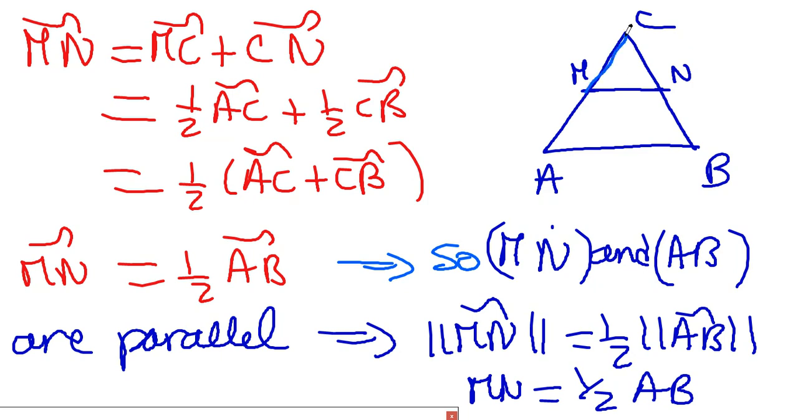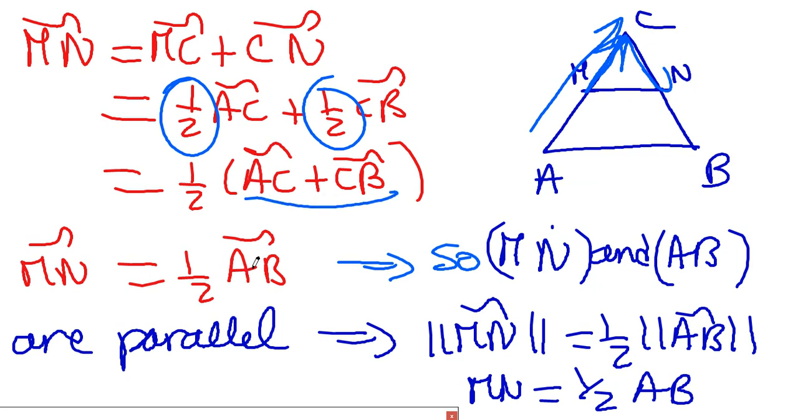So what is vector MC related to AC? MC is half AC. And what is the vector CN related to CB? It's half CB. And now I have half as a common factor. If you factorize by half, you will have AC plus CB. And what is AC plus CB? Consecutive vectors, it's AB. So I have MN is equal to half AB. What does it mean? It means those two vectors are parallel and not just parallel, MN is half the length of AB. So I also proved the second question that MN is equal to half AB.